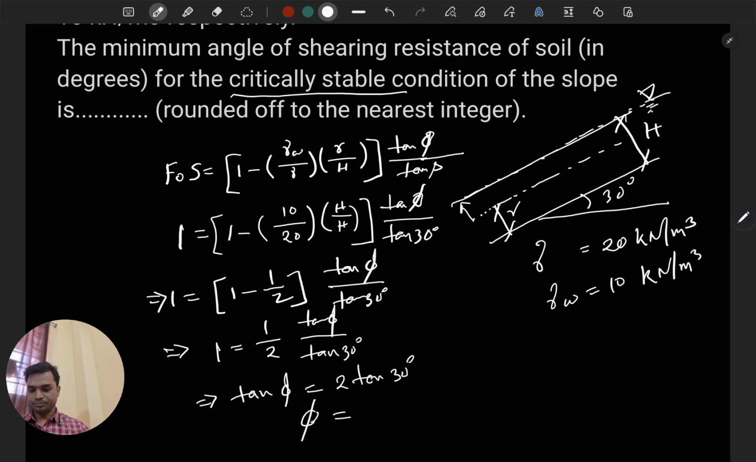Let me calculate. Phi is equal to tan inverse of 2 into 1 by root 3, which is equal to 49.106 degrees. Rounding off to the nearest integer, it becomes 49 degrees, and the answer will be 49 degrees.